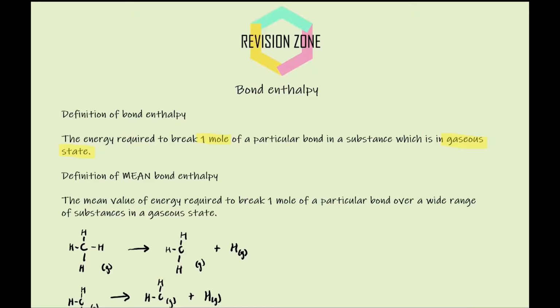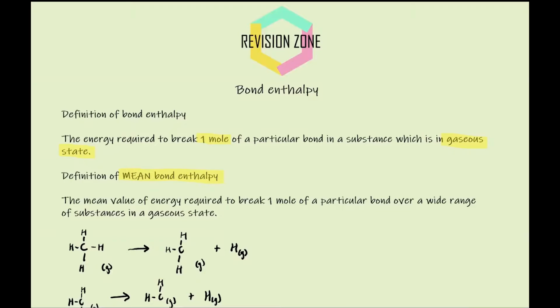Now, we don't use a bond enthalpy to calculate the enthalpy change. What we do use is the mean bond enthalpy instead. Unfortunately, I can't just take one bond enthalpy of a particular molecule and use that everywhere in my calculation. Because the bond enthalpy, or the energy required to break a particular bond, let's say a CH bond, changes from molecule to molecule because it is dependent on the environment it is in.